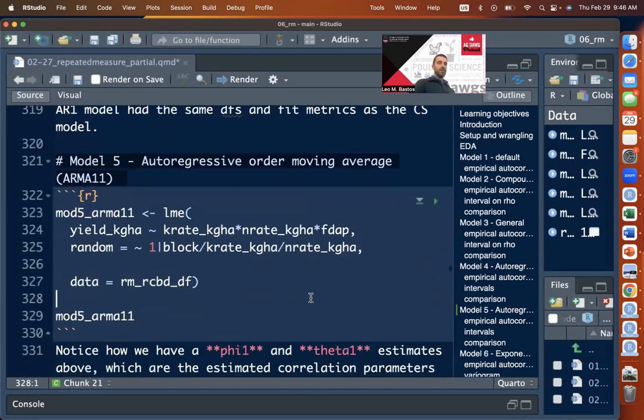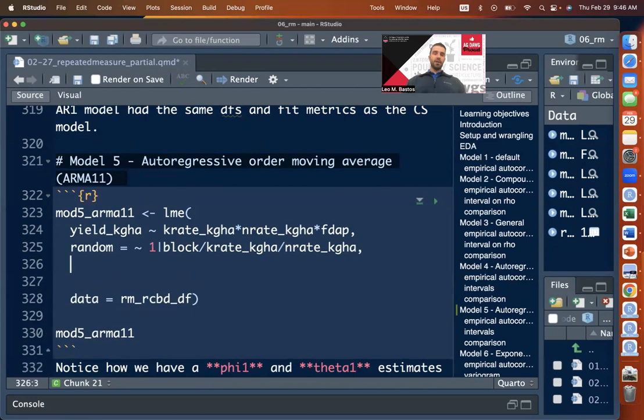All right, so let's fit the next model here. The next model is going to be the autoregressive moving average. The book calls this ARMA. I've seen this being called ARIMA. It is a very popular option for repeated measures as well that we're going to be using here.